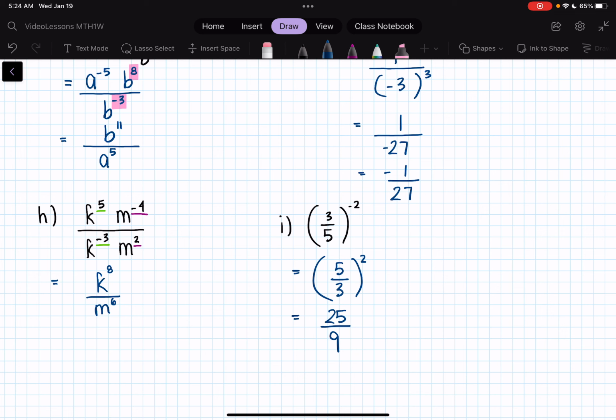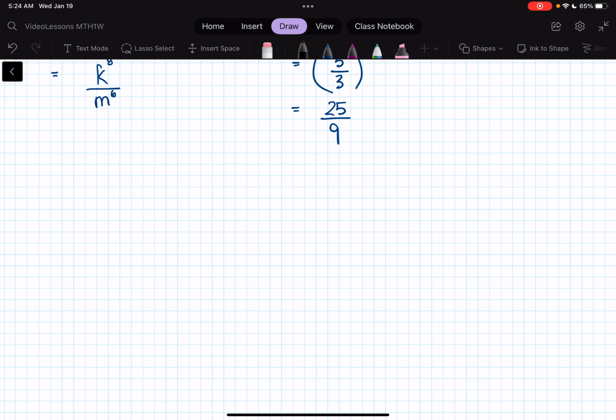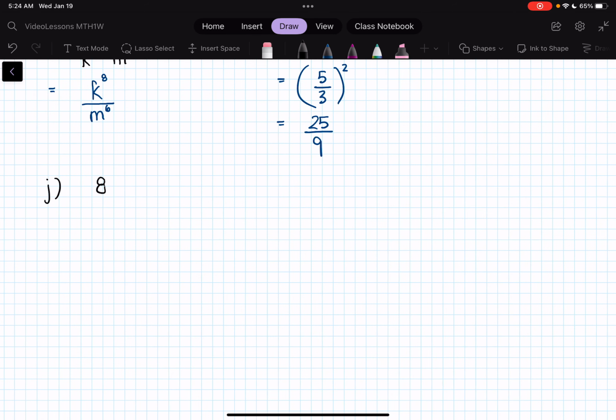I think we'll do 2 more examples just to give you an idea, just to take you to more of the level that you can expect to see when we do any assessments.